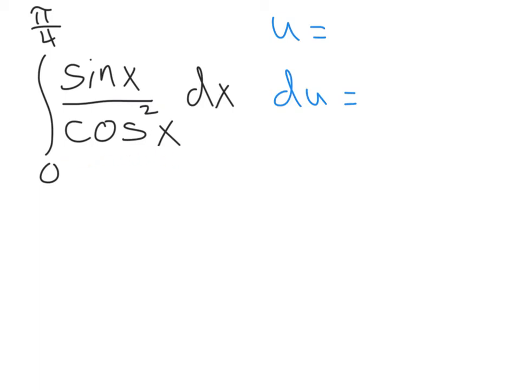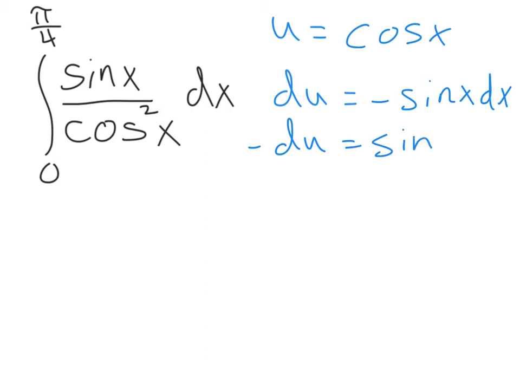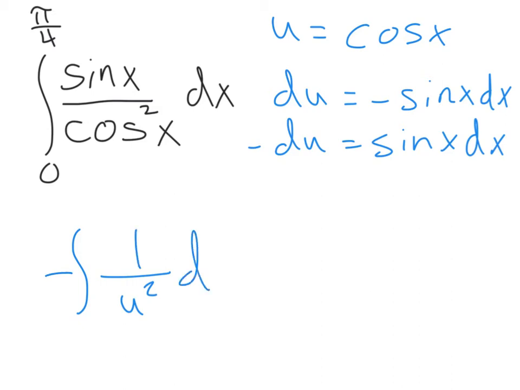And if we let u be cosine x, then du will be negative sine x dx, which is almost what we have on top, except for the negative. If we just divide that or multiply that over, though, we can write it as negative du equals sine x dx. So when we go to rewrite our integral now, on the denominator we have u squared. And if we pull the negative from the du out front, we can write this as negative the integral of 1 over u squared du.